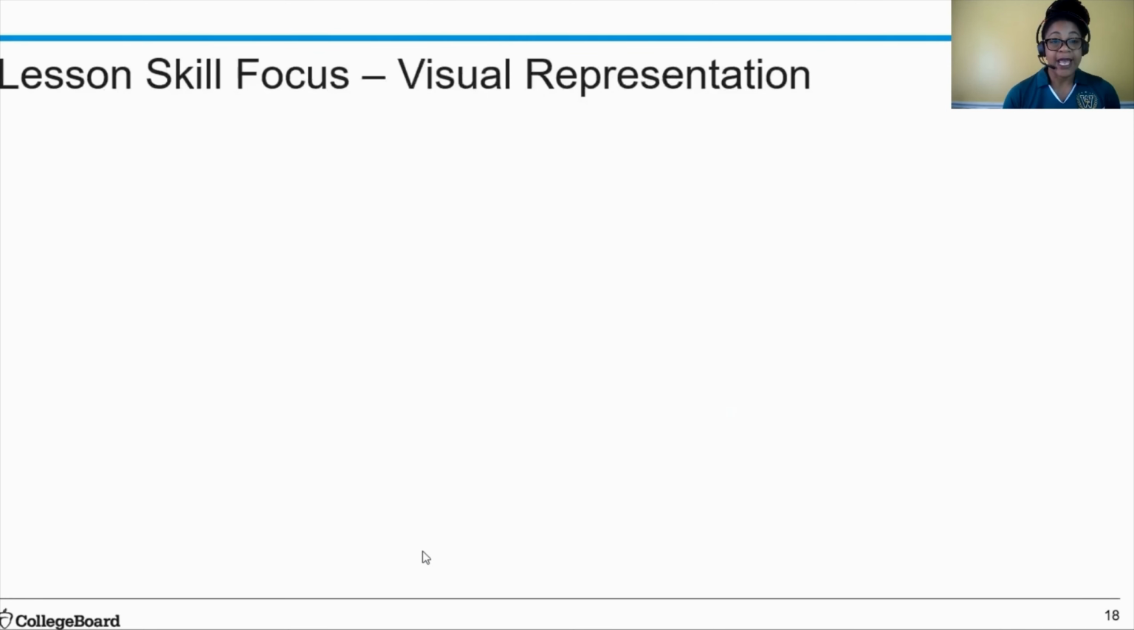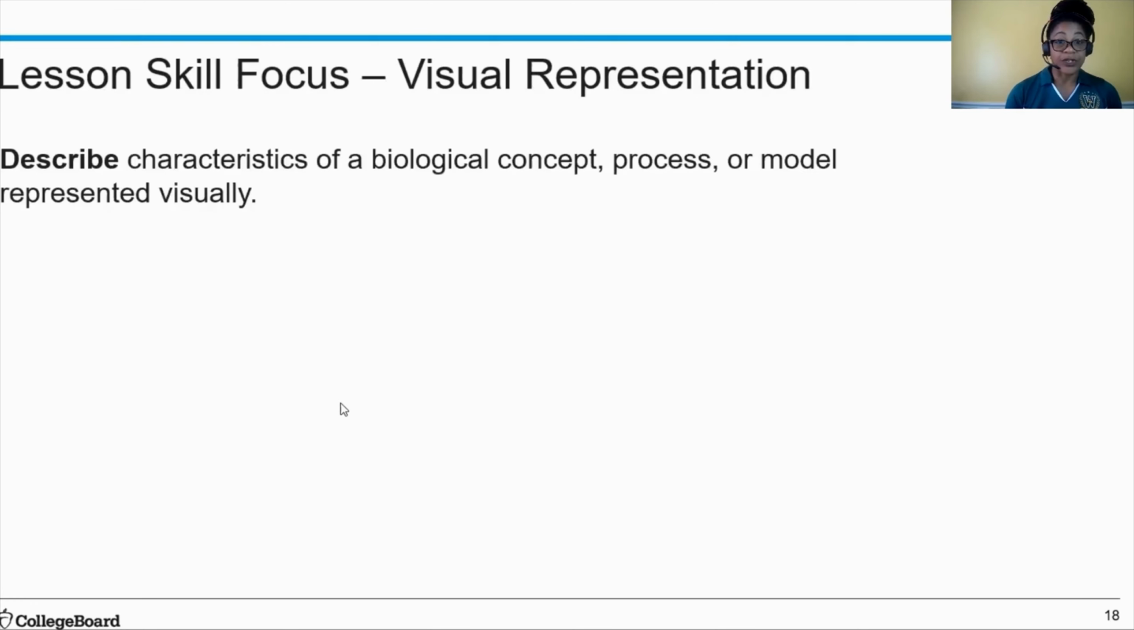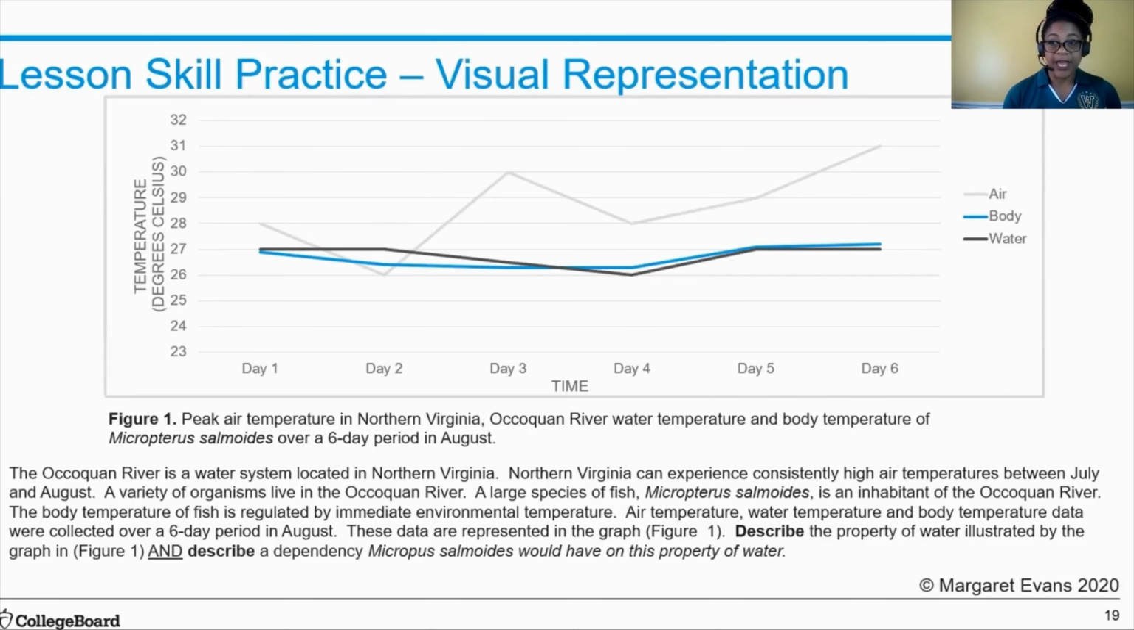So let's practice our skill for this video, which is a describe, in which we're going to use a visual representation to describe characteristics of biological concepts, processes, or models represented visually. So here is our question that I would like for you to consider. So pause your video at this moment, read through that question, and we'll come back in a second to see what your answer is.